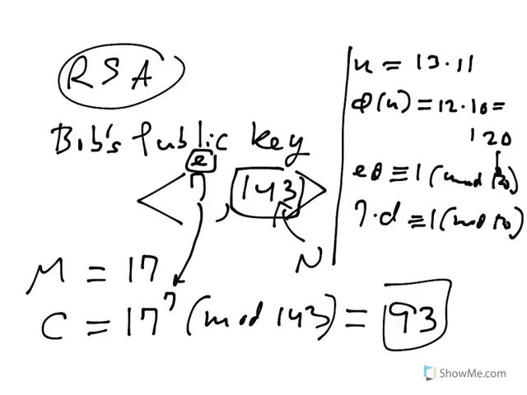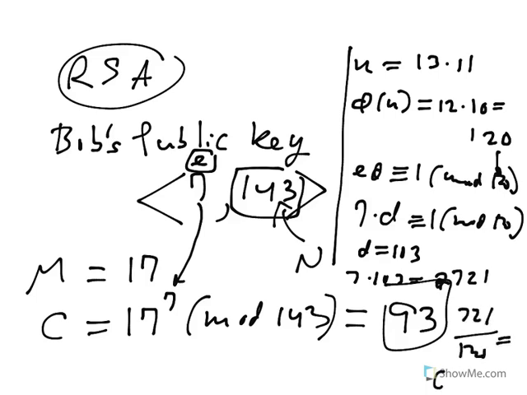And even by trial and error, I'll just demonstrate that D equals 103 does work, because 7 times 103 is 721. And 721 divided by 120 is 6, remainder 1, which is exactly what we wanted.